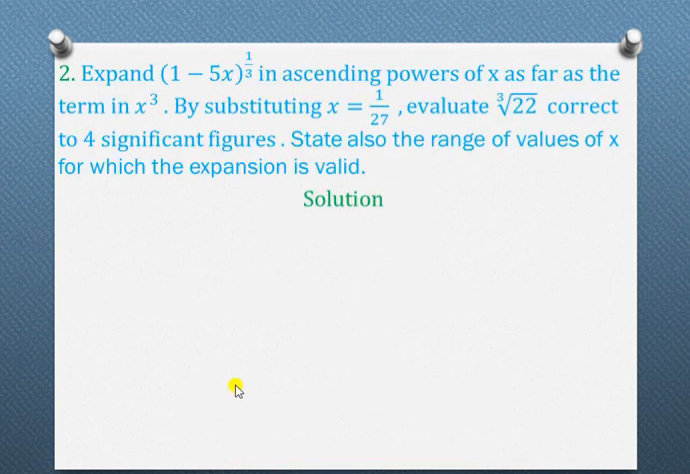So number 2 says expand (1 - 5x)^(1/3) in ascending powers of x as far as the term in x³. By substituting x equals 1 out of 27, evaluate the cube root of 22, correct to 4 significant figures. State also the range of values of x for which the expansion is valid. Very interesting. Let's look at the solution for this.